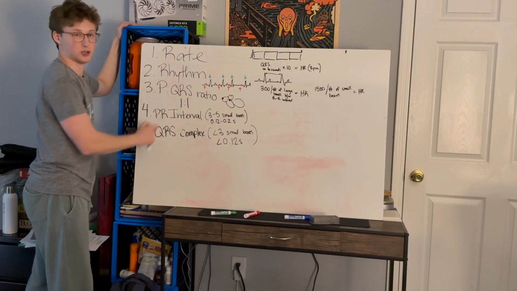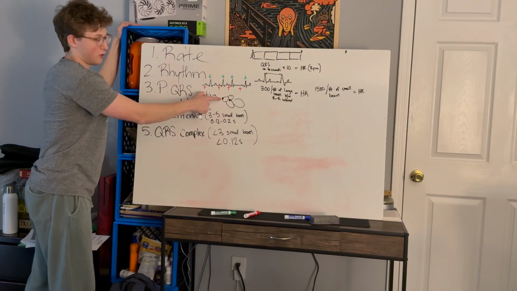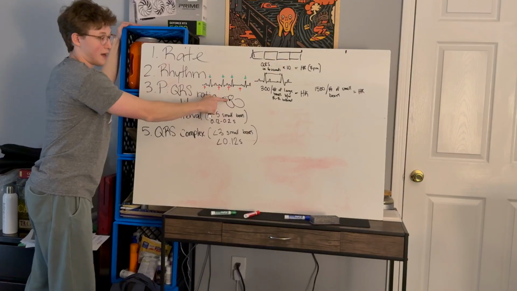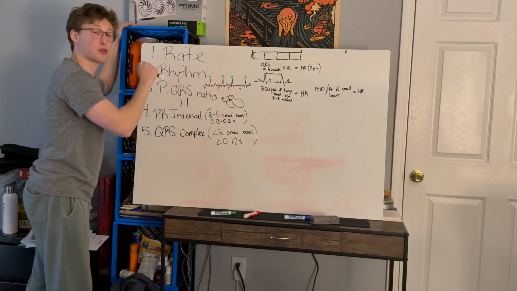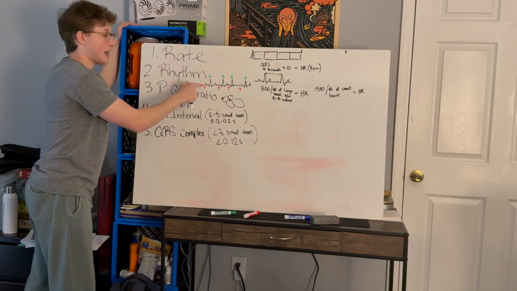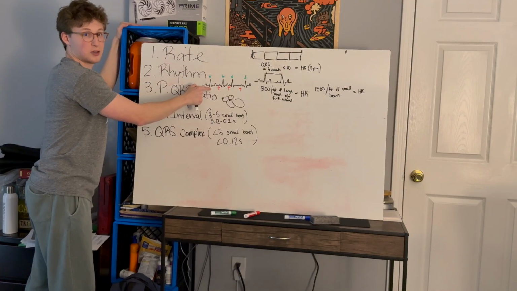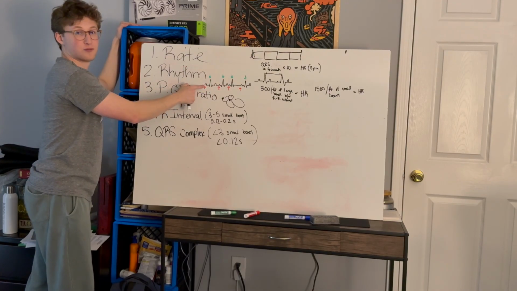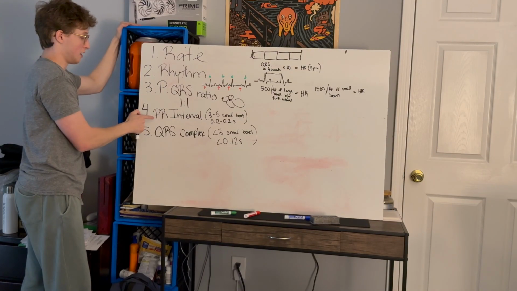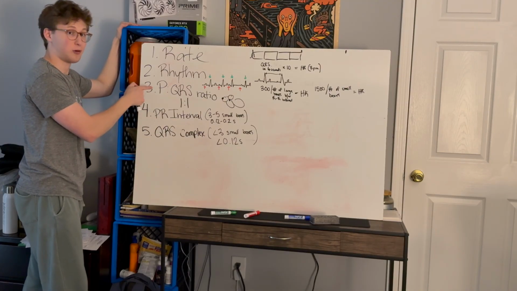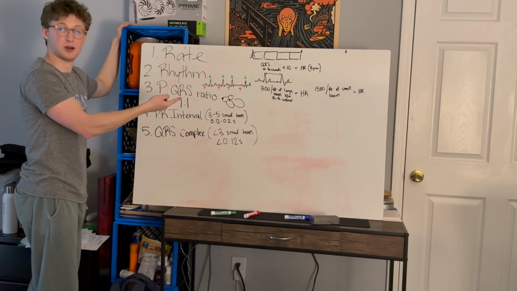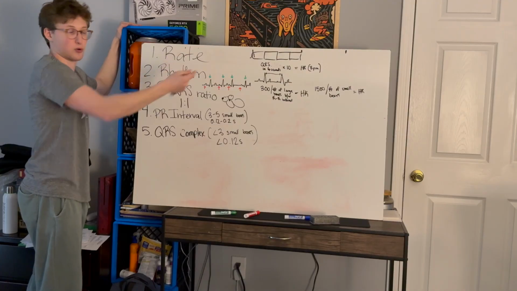Third, P to QRS ratio. Every time our SA node fires and it depolarizes our atria, it creates a P wave. That then should get to the AV node and get through the AV node to the ventricles, depolarizing them, creating our QRS complex. Every P wave should have a QRS following it, and every QRS should have a P wave before it in normal sinus rhythm. So that should be 1-to-1. Make sure you have P waves, and make sure there's one before every QRS complex.